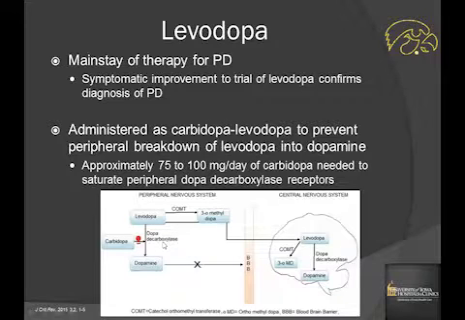Now this is also important because we need a sufficient amount of carbidopa to actually saturate these dopa decarboxylase receptors. It's thought that approximately 75 to 100 milligrams per day of carbidopa is needed to saturate those receptors. So when levodopa is given in combination with carbidopa, you really need to focus on making sure that you have at least 75 milligrams of carbidopa as at least your initial dose to make sure that you're allowing enough levodopa to cross the blood-brain barrier and then get converted into dopamine in the central nervous system.